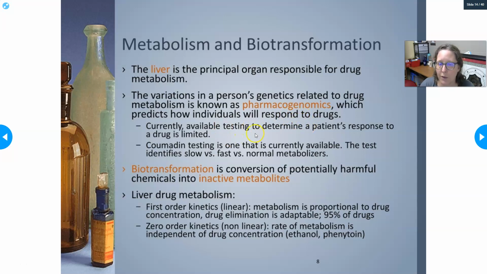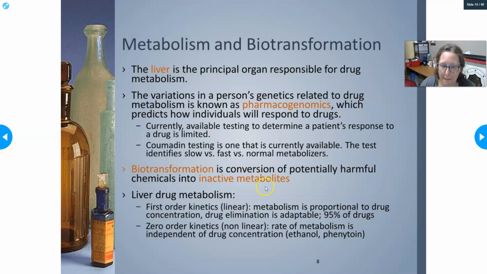Currently we have very limited availability of testing for pharmacogenomics. Coumadin is one that is available, and this test will identify slow versus fast versus normal metabolizers, okay? Meaning that a slow metabolizer will need a different dose than a normal metabolizer or a fast metabolizer, because in a slow metabolizer, the drug hangs around longer. A fast metabolizer might need a larger dose of the Coumadin because it clears the system faster.